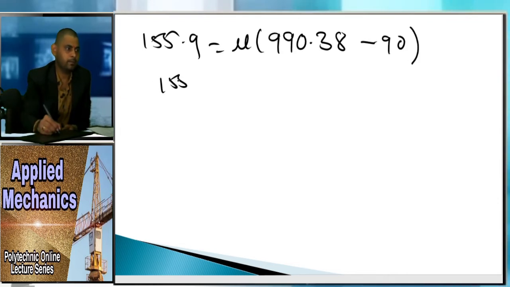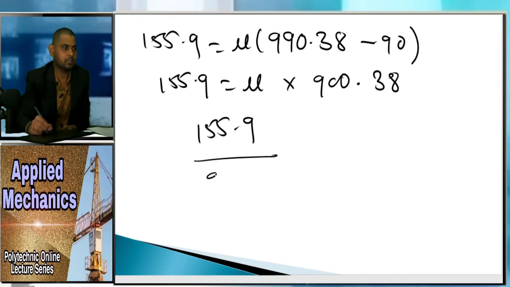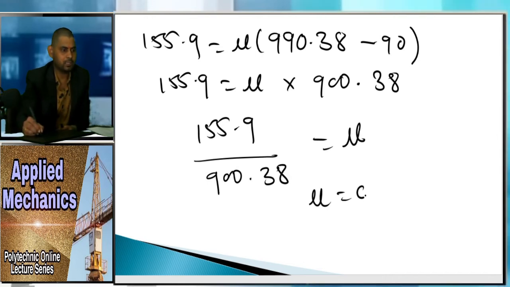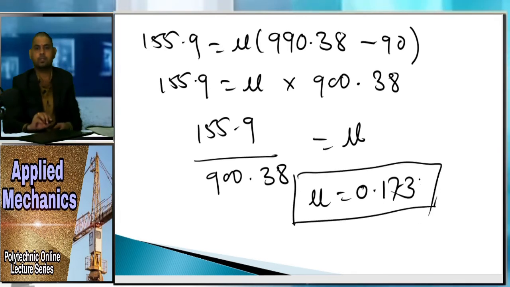So here 155.9 is equal to mu times 900.38, right? So 155.9 divided by 900.38 is equal to mu, and the value of mu is nothing but 0.173. So this is the value of the coefficient of friction. So here our problem is solved.